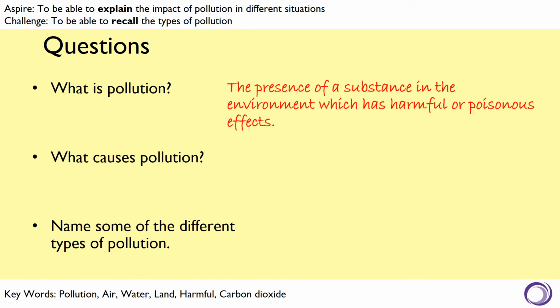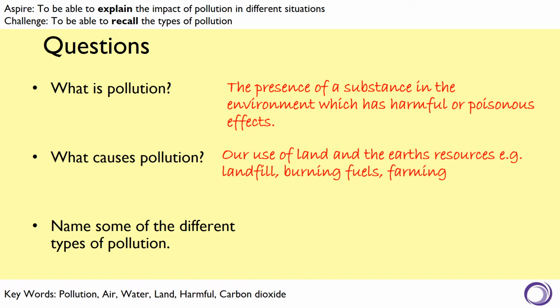So pollution is the presence of a substance in the environment which has harmful or poisonous effects. And our use of land and the earth's resources causes pollution, whether that be for landfill, the burning of fuels, or the process of farming. The different types of pollution are air, noise, visual, land, and water.